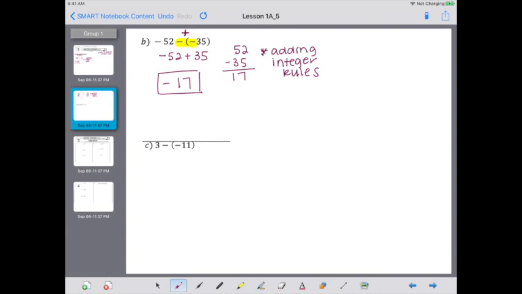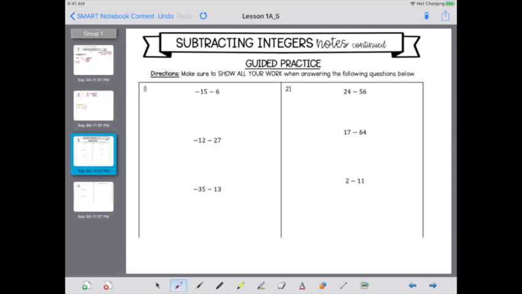So the last part of this example is C. Again, we have that positive. So we have 3 minus a negative, which makes a positive 11. You add those together and you're going to get positive 14. Again, these two symbols, a subtraction and negative, are going to equal a positive value. Okay, let's try some practice examples.